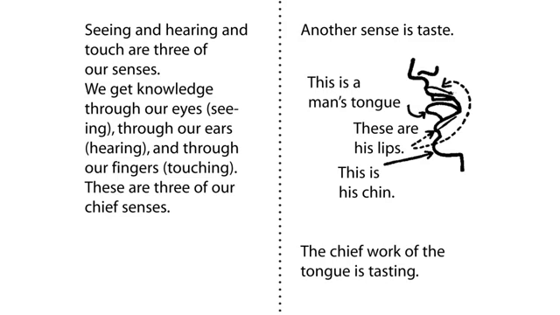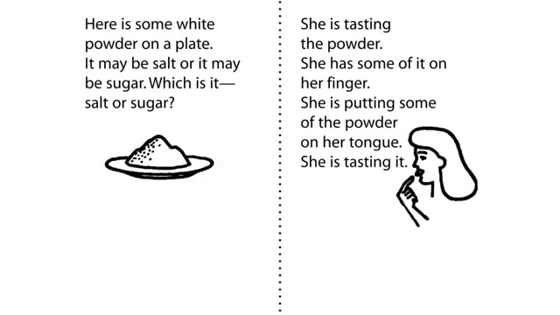Another sense is taste. This is a man's tongue. These are his lips. This is his chin. The chief work of the tongue is tasting. Here is some white powder on a plate. It may be salt or it may be sugar. Which is it? Salt or sugar?